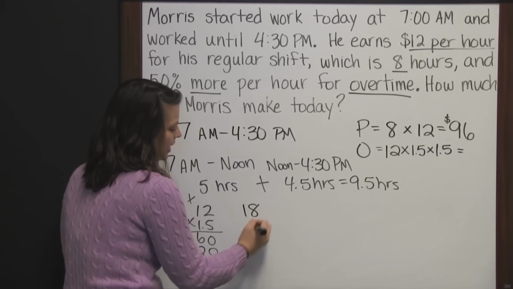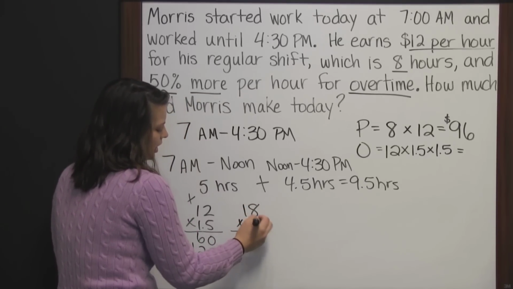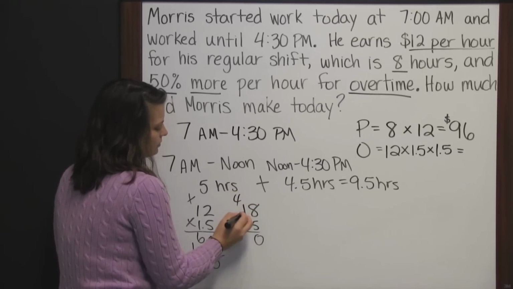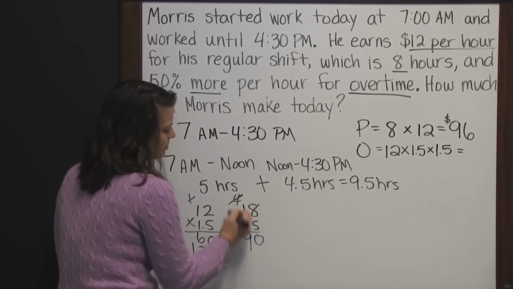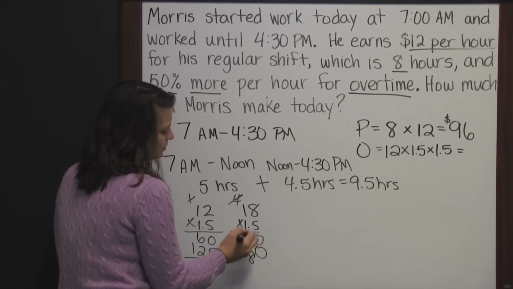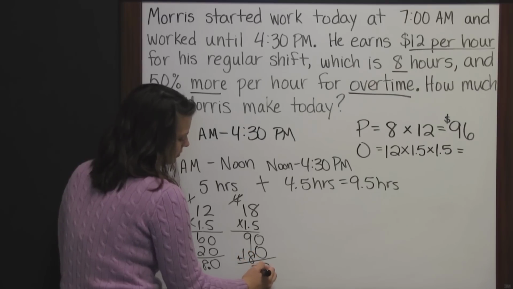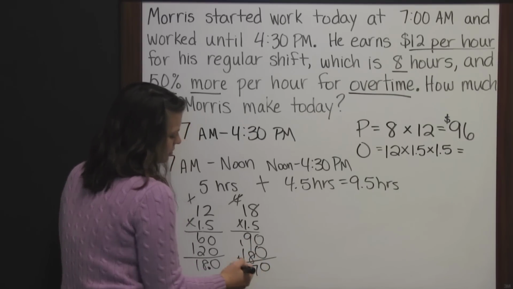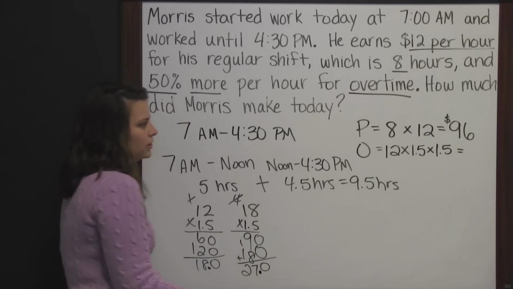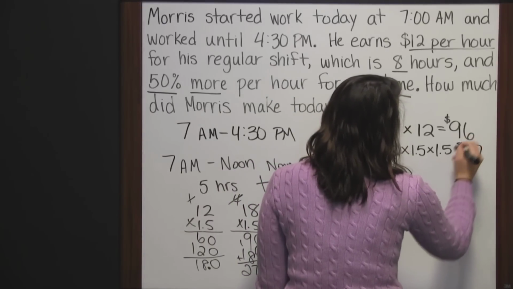So now we multiply 18 times 1.5. And 5 times 8 is 40. Carry the 4. 5 times 1 is 5, plus 4 is 9. 0 placeholder. 1 times 8 is 8. 1 times 1 is 1. We add those together. 17, carry the 1. 1 number behind the decimal. So that means he made $27 in overtime.